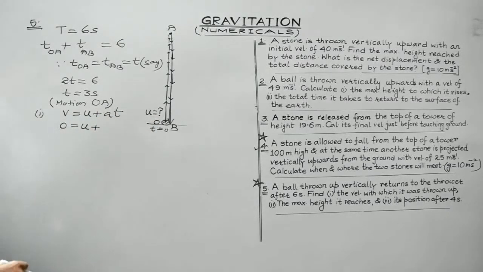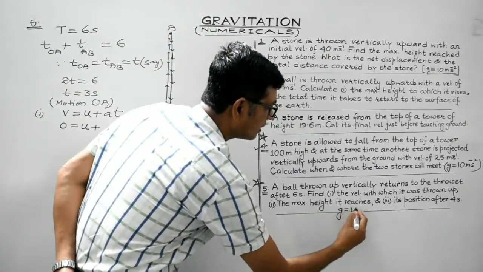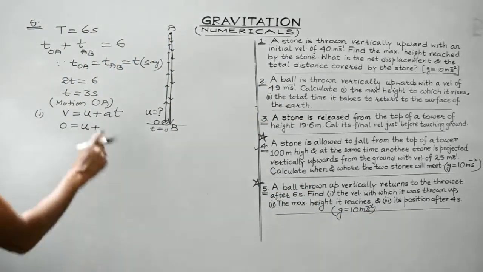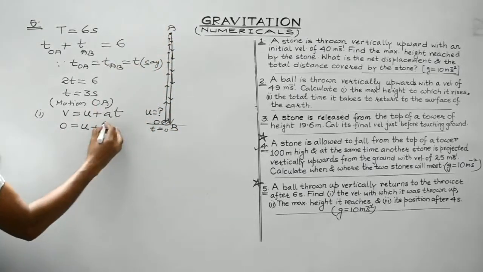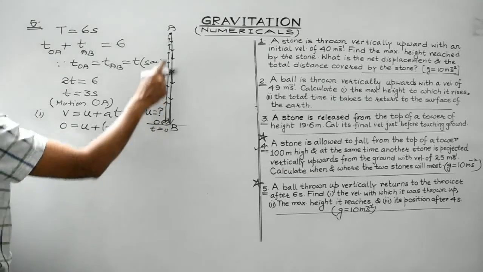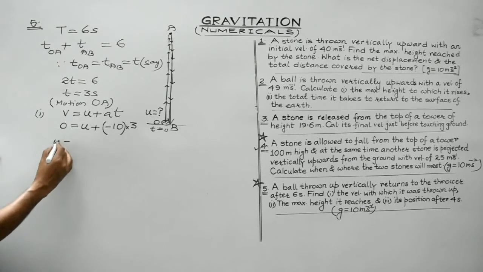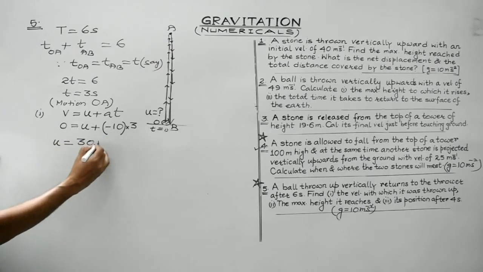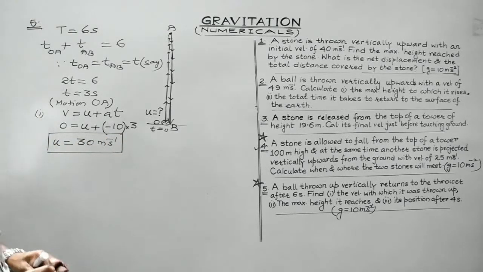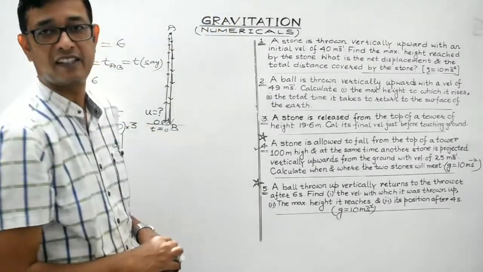What is A? It is to be considered as 10. Suppose g is to be taken as 10. Let us consider the value of g in the question is given to be 10, right? So in the vertically upward direction, A is to be replaced by minus g. And what is the time taken by the body to move from O to A? That is time of ascent, that is 3. So U would be equal to 30 meter per second. So students, this will be the initial velocity of projection, right? This is the velocity with which the body is projected.